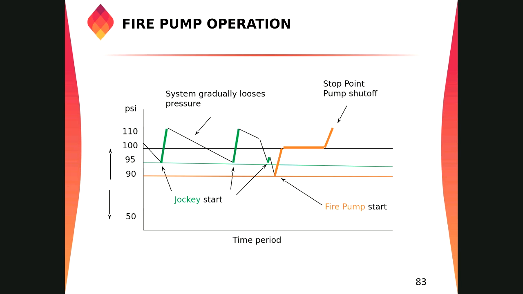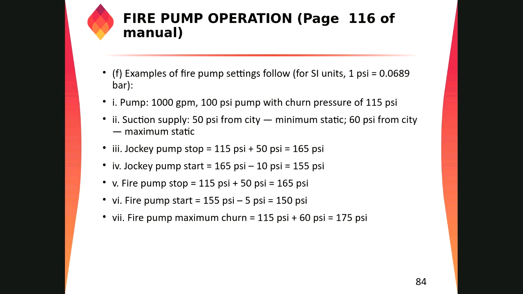Okay. So we have one calculation, one example, right? Let's say our pump is rated at a given GPM flow and 100 psi pressure, and the churn pressure of the pump is 115 psi. The suction supply from the CT we are getting is 50 psi minimum and 60 psi maximum, right?